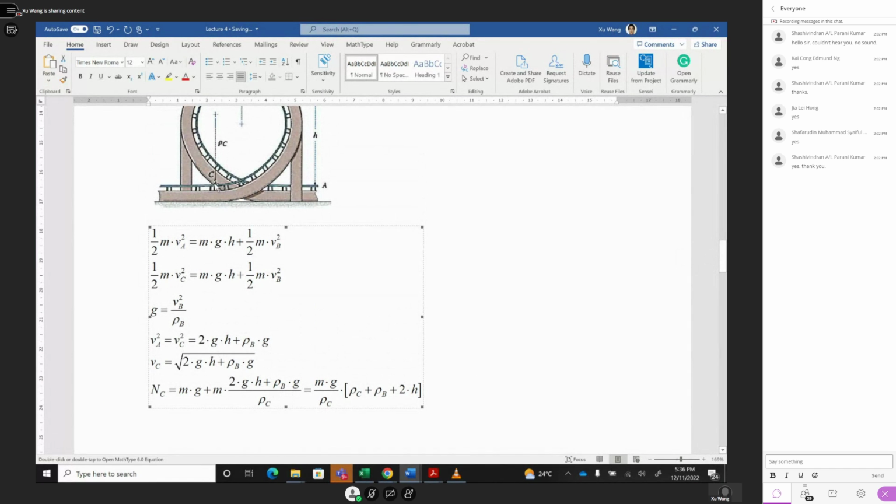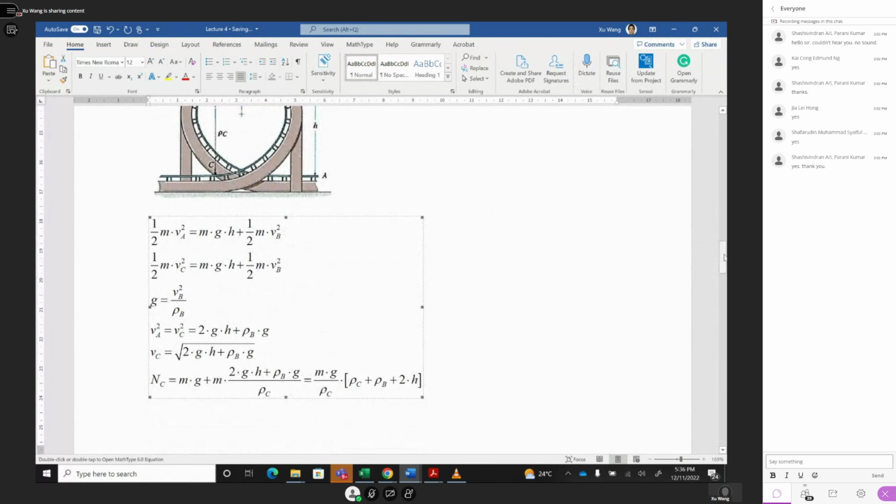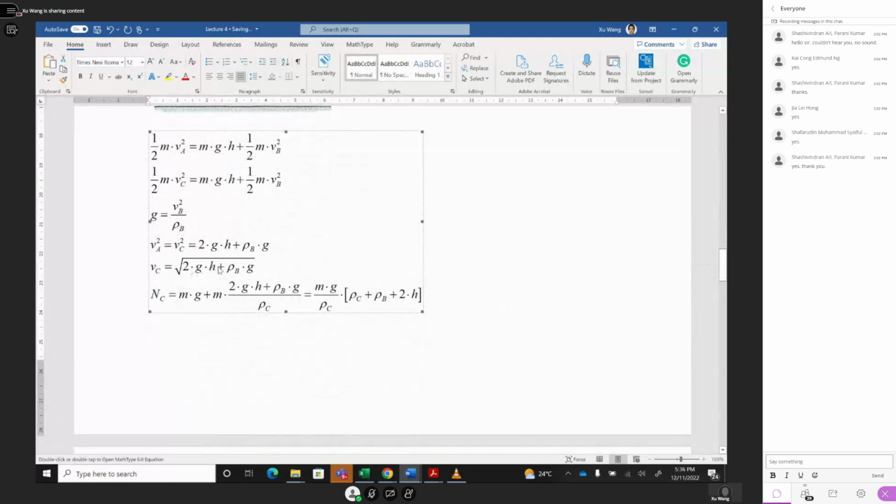At this point C, the car has a mass, gravity force, and also the track reaction force. Because you point up as your positive direction, it equals N minus mg. They have a radial direction acceleration because they have a velocity here: VC squared divided by rho c. We know VC squared from here. Divided by rho c, this is your acceleration.